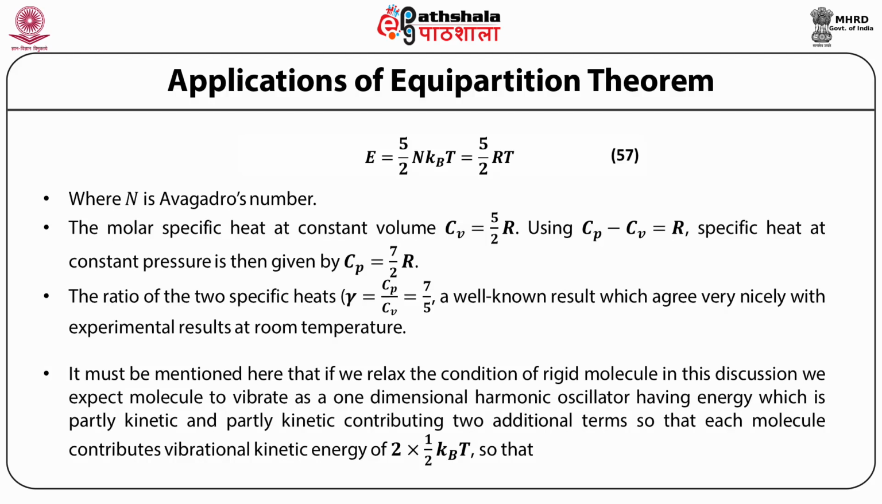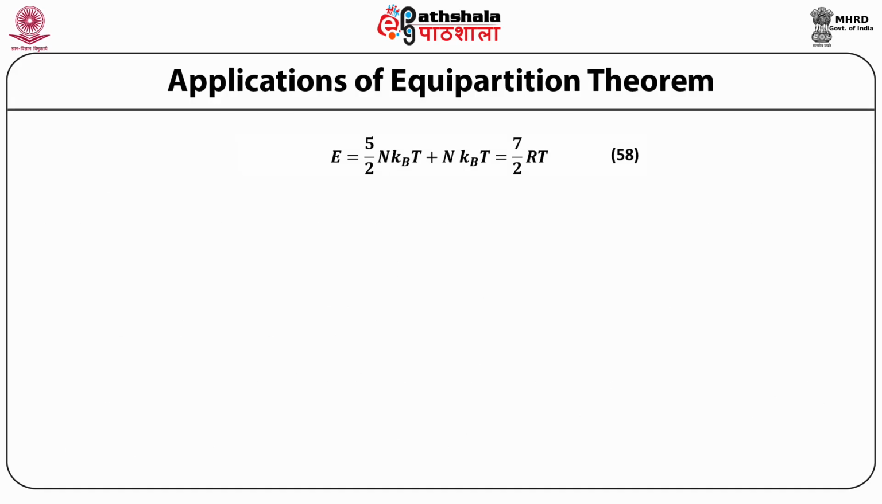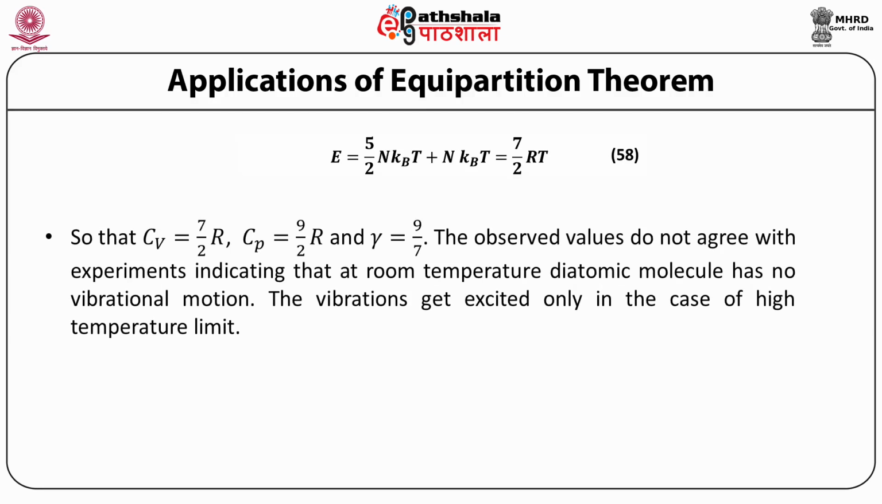It must be mentioned here that if we relax the condition of a rigid molecule in this discussion, we expect the molecule to vibrate as a one-dimensional harmonic oscillator having energy which is partly kinetic and partly potential, contributing two additional terms, so that each molecule contributes vibrational energy of 2 × 1/2 kBT, so that E = 5/2 N kBT + N kBT = 7/2 RT. So the specific heat at constant volume is equal to 7/2 R, the specific heat at constant pressure then becomes equal to 9/2 R, and the ratio of specific heats becomes equal to 9/7. The observed values do not agree with experiments, indicating that at room temperature, the diatomic molecule has no vibrational motion. The vibrations get excited only in the high temperature limit.